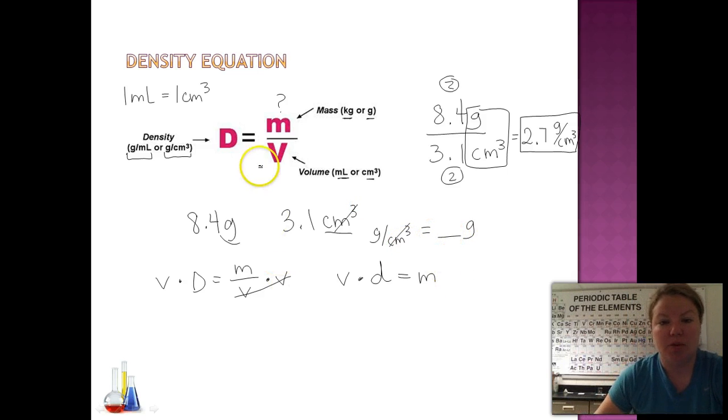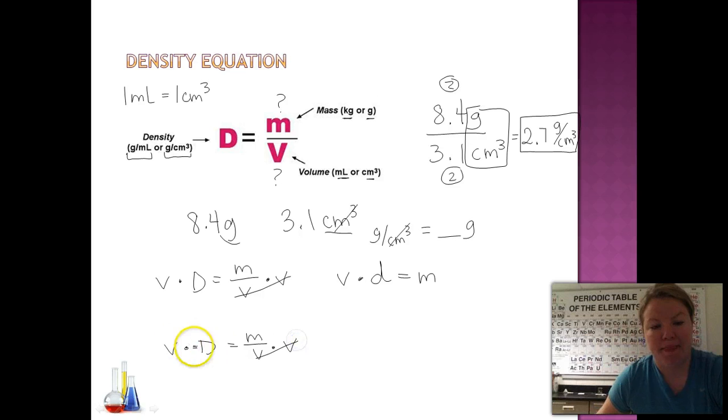Okay? If we wanted to solve for volume, it's just one more step. So density is equal to mass over volume. We multiply out volume on each side, and then we have this equation, and then we would want to get volume on a side by itself, so we would divide by density. And so our new equation to solve for volume would be volume is equal to mass over density.